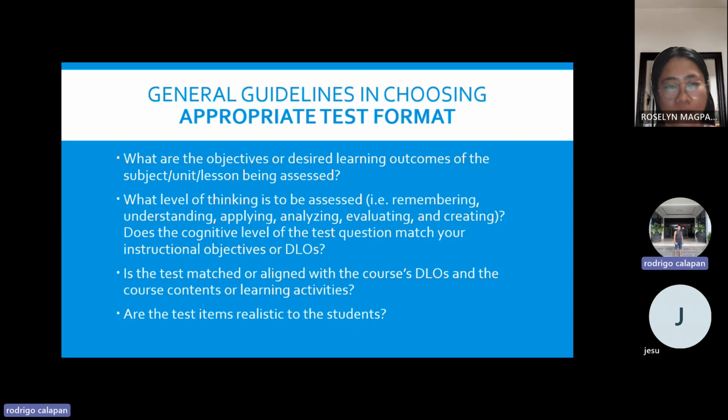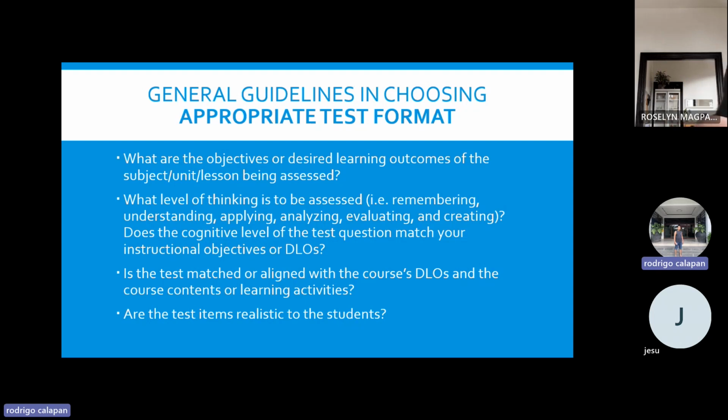You know, deciding on what test format to use generally depends on our learning objectives, on our desired learning outcomes of the subject, of the unit, of the lesson. The desired learning outcomes are statements of what learners are expected to do or demonstrate as a result of engaging in the learning process.